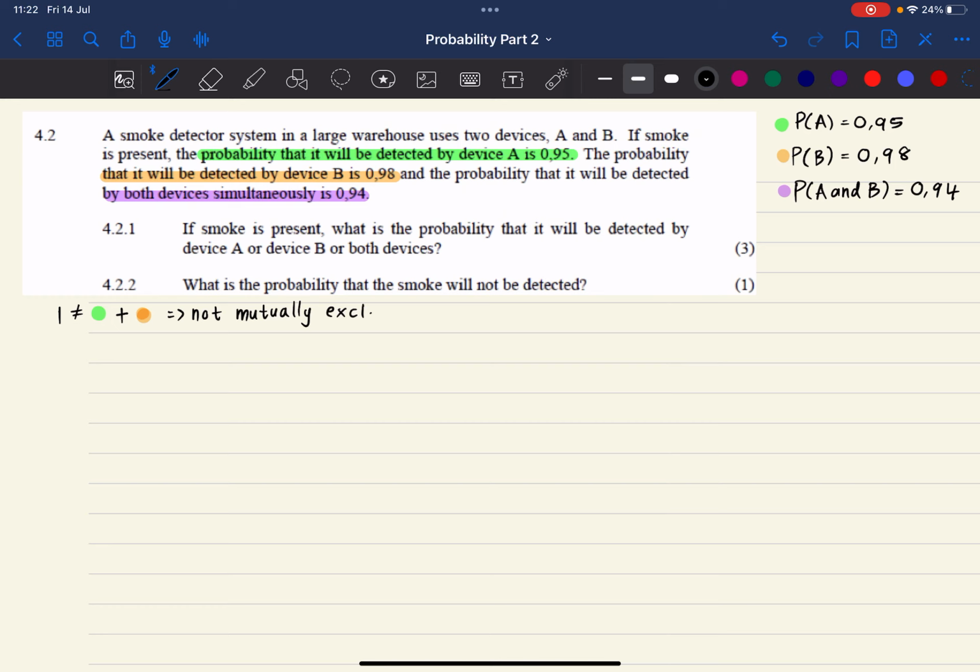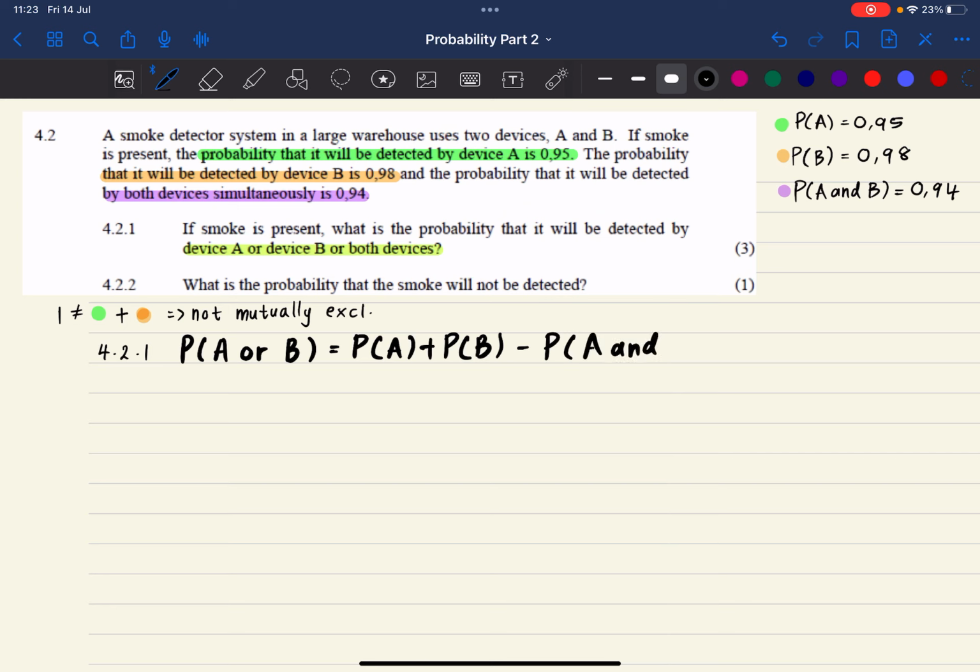Let's start with the questions at hand. 4.2.1. If smoke is present, what is the probability that it would be detected by device A or device B or both devices? This is the biggest telltale for us to use what? To use that well-known formula. We're going to use that formula P(A or B), because they use the words device A or B, is equal to P(A) plus P(B) minus P(A and B).